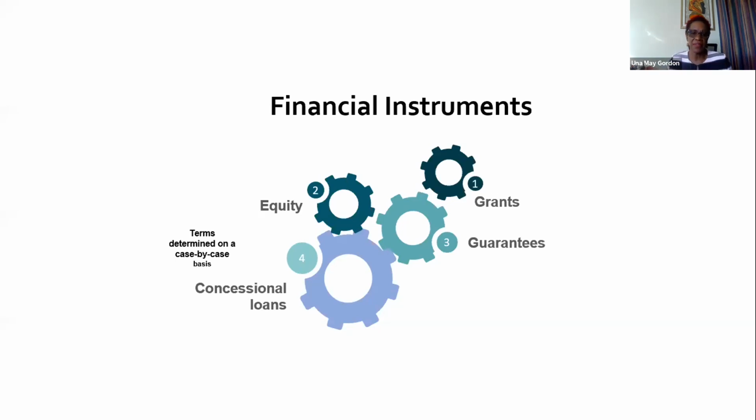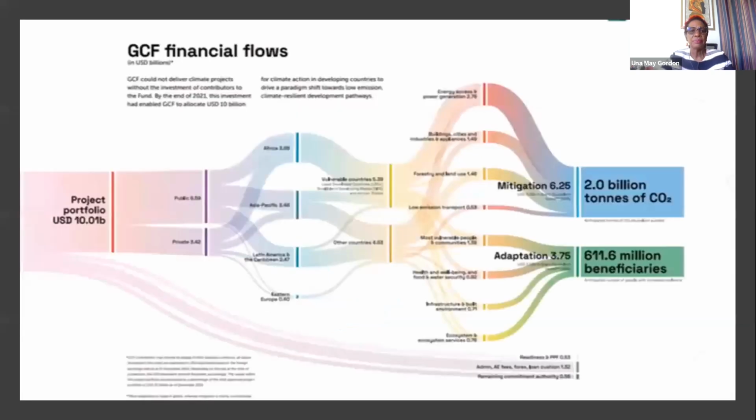There are many financial instruments that the GCF offers. And I think we sometimes only focus on the grants, but there are guarantees, there are equities, there are concessional loans that countries can access. But all of it is wrapped up in the interface between the accredited entity and the NDA in the country. And it needs, as I said, to be country owned. It has to fit into the development paradigm of the country.